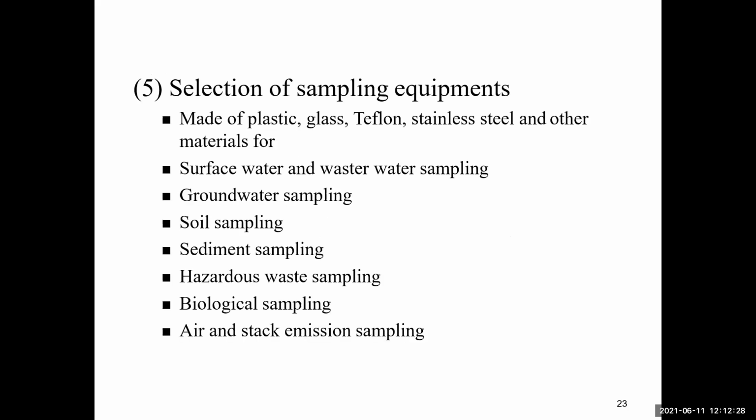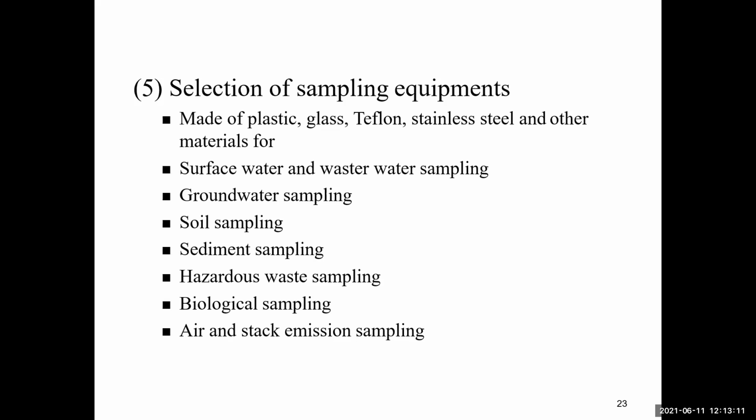Okay, selection of sampling equipment. Which type of equipment collects the sample? Made of plastic, glass, Teflon, stainless steel, and other materials. Okay, then surface water and wastewater sampling, groundwater sampling, soil sampling, sediment sampling, hazardous waste sampling, biological sampling, and stack emission sampling. So these are the sampling equipment. Soil sampling equipment is separate, sediment sampling separate, hazardous waste sampling is different, and biological sampling and stack emission sampling too. Okay, so these are all the sampling equipment.